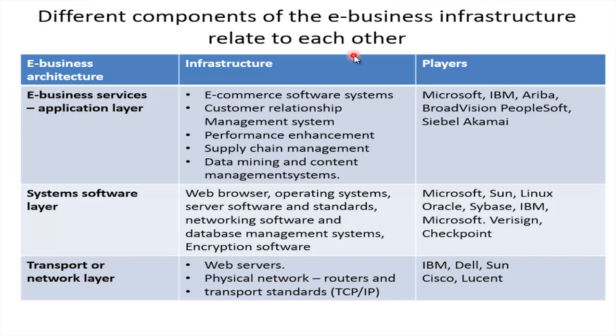So, what are the components of e-business infrastructure? E-business architectures are here: infrastructure and players. The e-business services application layer is the e-commerce software system, where the software systems are. These include customer relationship management, performance management software, supply chain management, data mining and content management systems. So, who are the players?